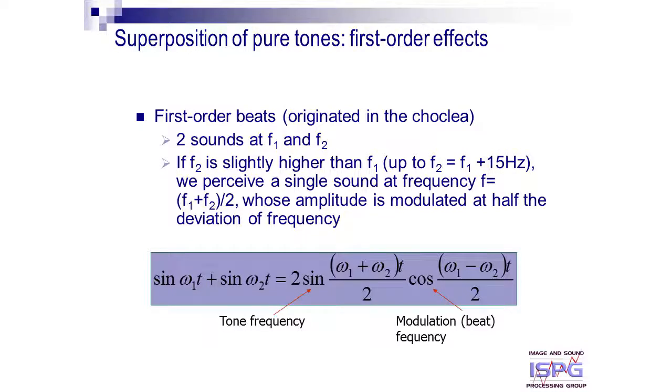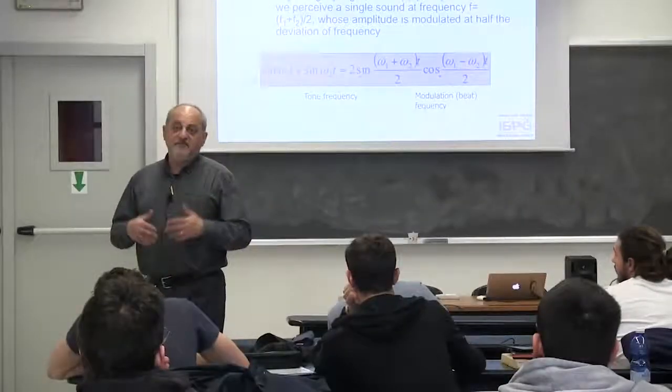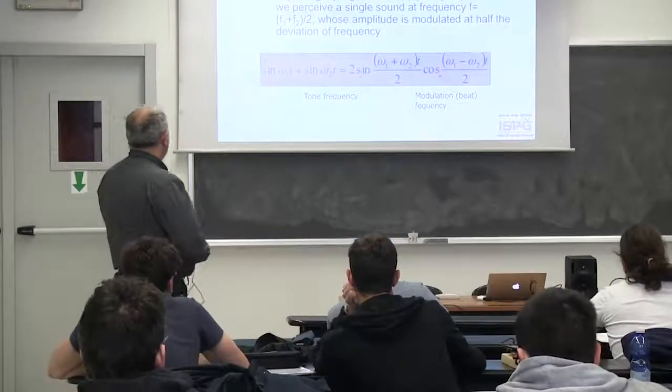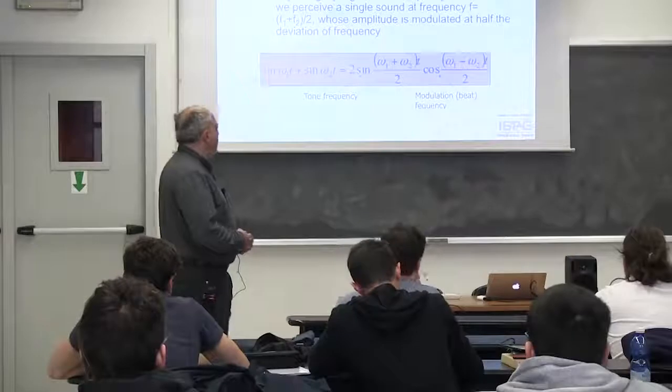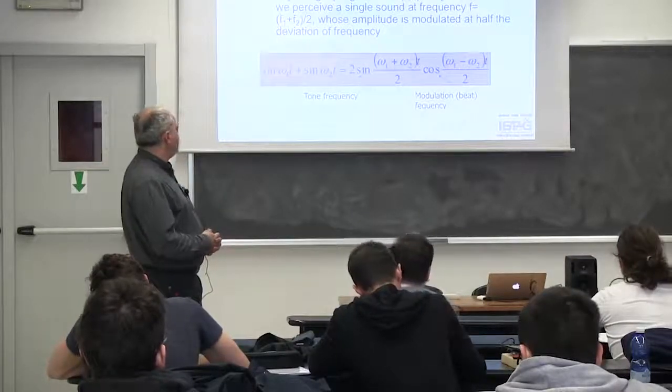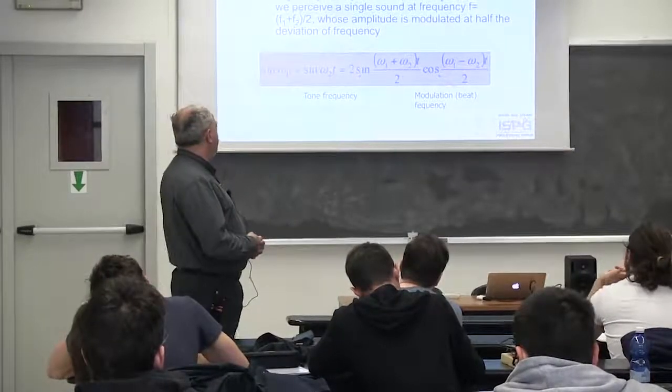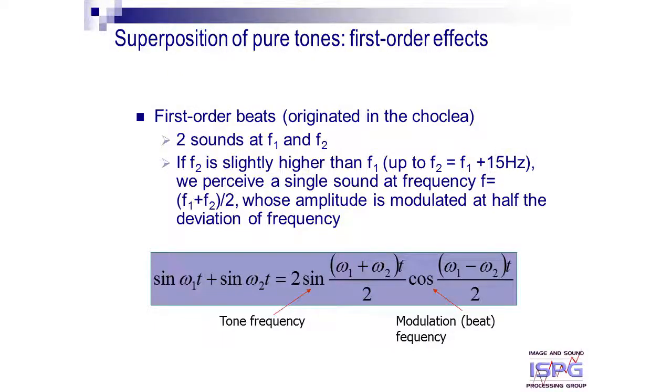You now have two pure sounds, two sinusoidal sounds, at very close frequencies to each other, F1 and F2. We assume that the distance between F1 and F2 is very small, for example around 5, 10, 15 hertz, no more than that. If you try that, you will perceive a single sound at a frequency F equal to (F1 plus F2) over 2, the average between the two, which is modulated at a frequency (F1 minus F2) over 2. Now, why is that?